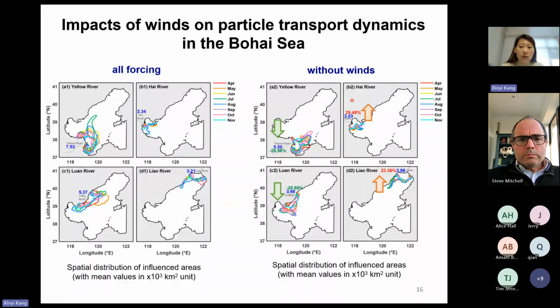And for the particles from the Hai River and the Liao River, from the figure, the particles were still trapped in the local regions. However, if we do the mass calculation, we can say that the particle-influenced areas increased. This is due to the combined effects of wind direction, bay orientation, and river location.